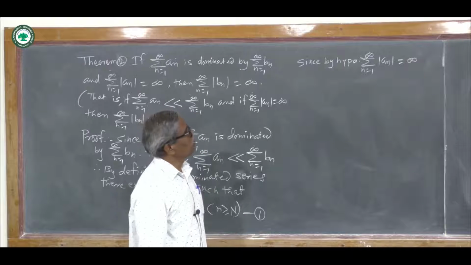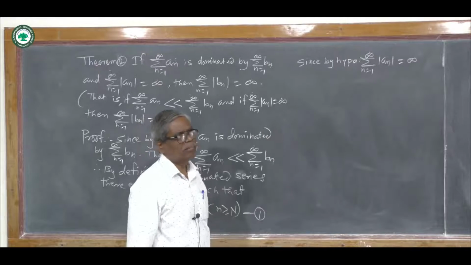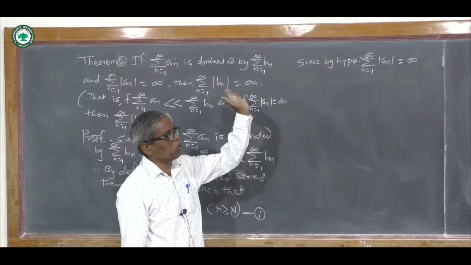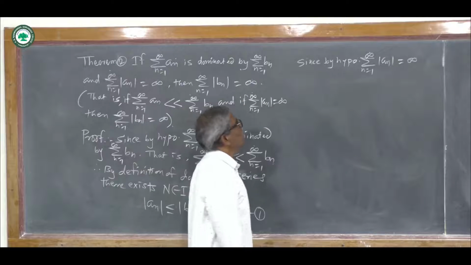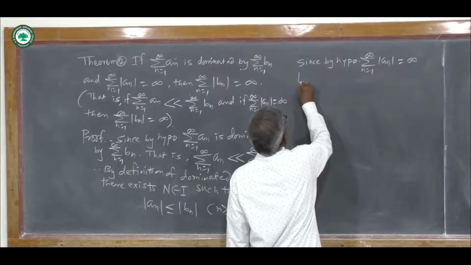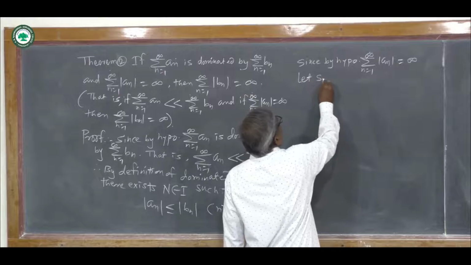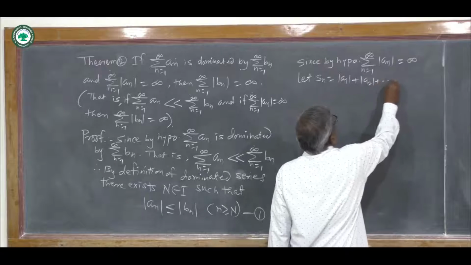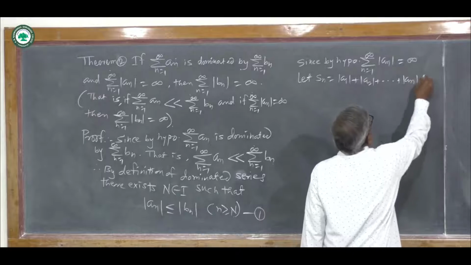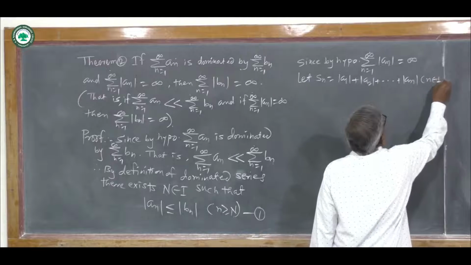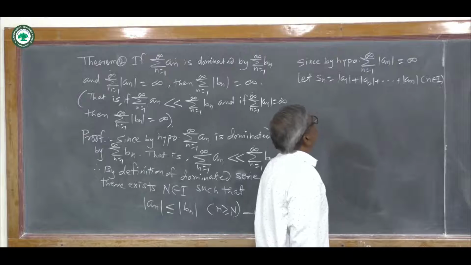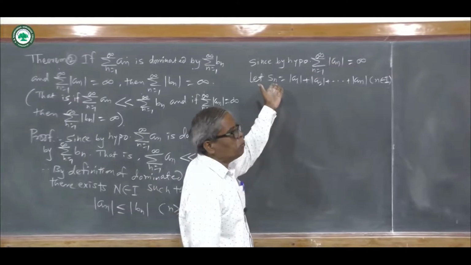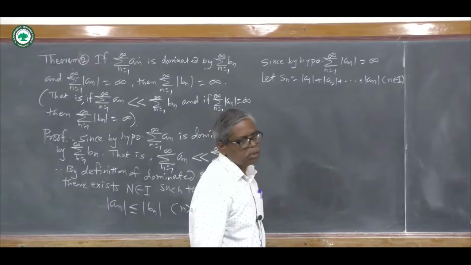Let Sn is equal to mod a1 plus mod a2 plus and so on plus mod of an for every n belongs to I. Since sigma mod an diverges, therefore the sequence of partial sums Sn also diverges to infinity.